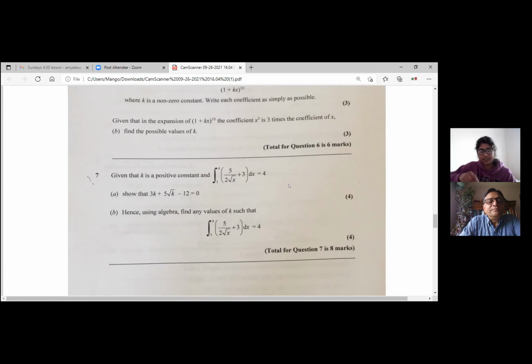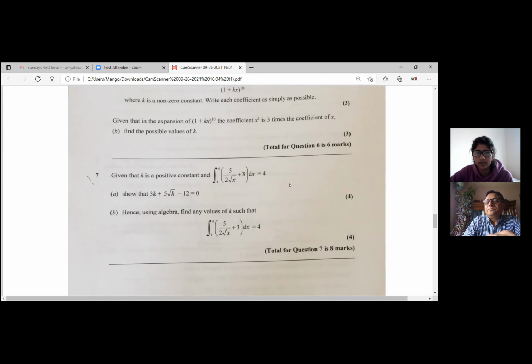Given that k is a positive constant, and the integral between k and 1 of 5 over 2 root x plus 3 equals 4. Is that integral? No, it's not, it's differentiation. Sorry. Equals 4. So part A, show that 3k plus 5 root k minus 12 is 0. So just find the integral for this.